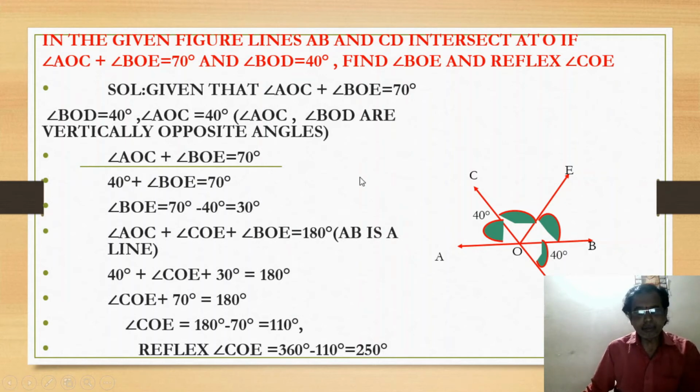So these are very, very important. Many properties are used here: vertically opposite angles, the sum of angles on a line, the complete angle, and the reflex angle. Okay.